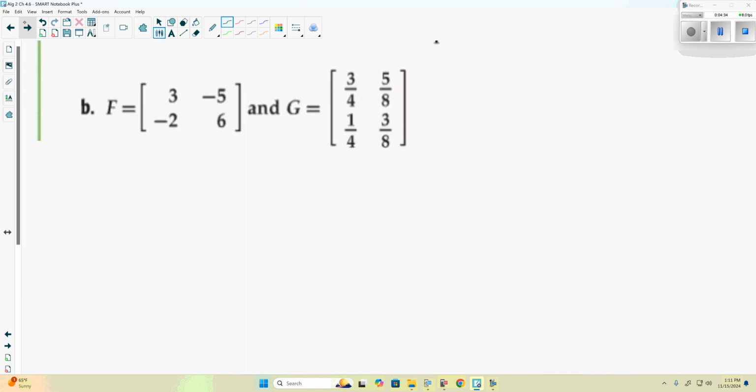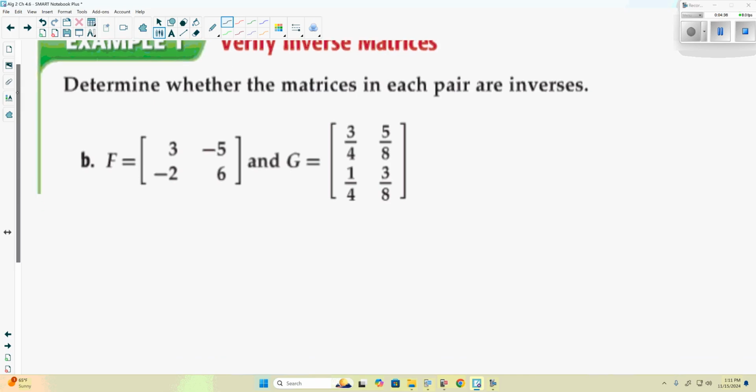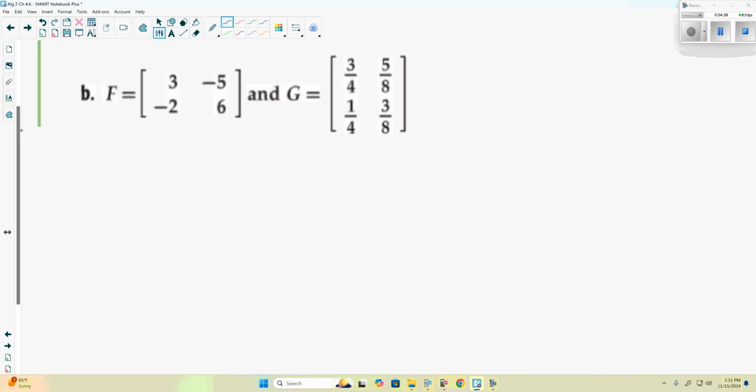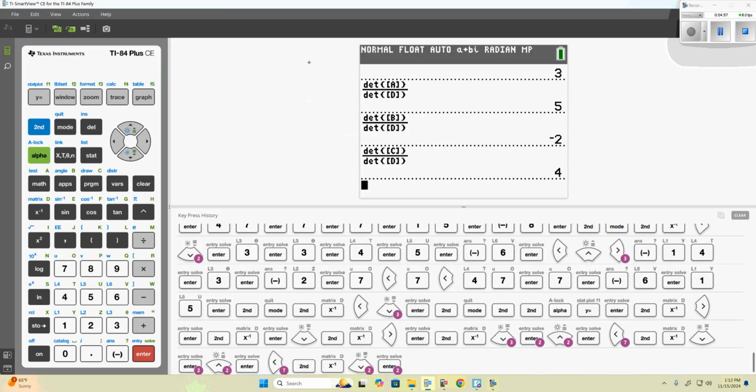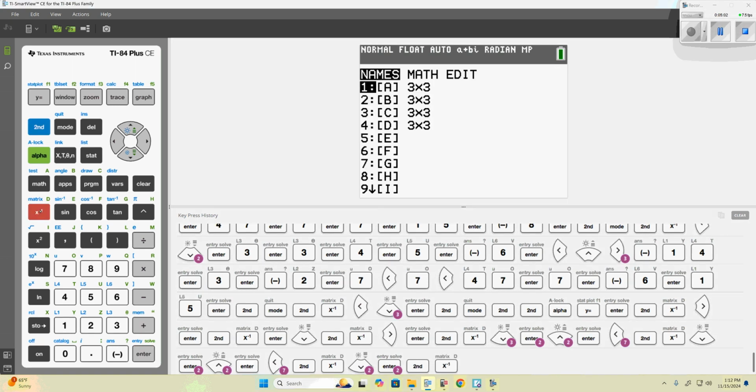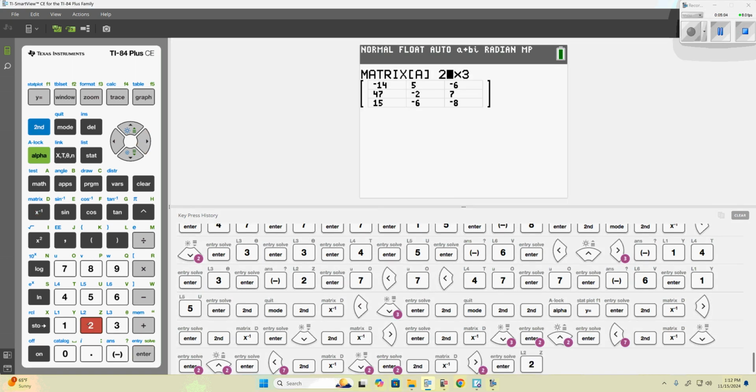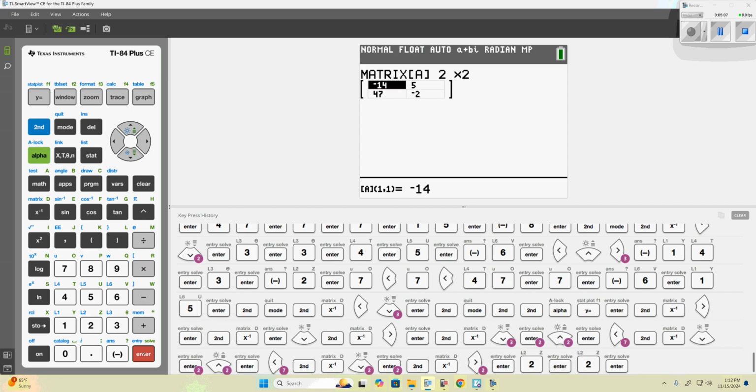All right. Now we have this one here. As we've done so far, we know that we can type these in the calculator, especially with addition, subtraction, multiplication, division. So if we wanted to type this one into the calculator, we would type F in as A and G in as B. So we go second matrix over to edit and define it as a 2 by 2.